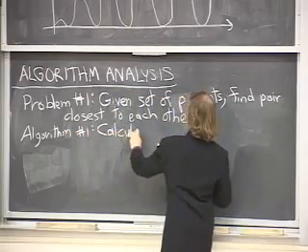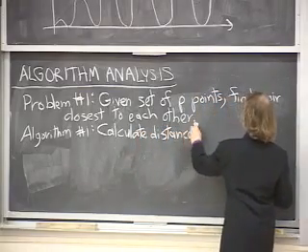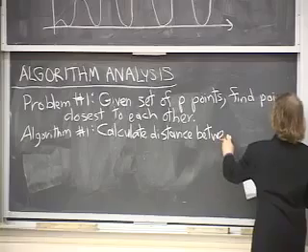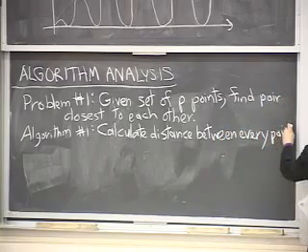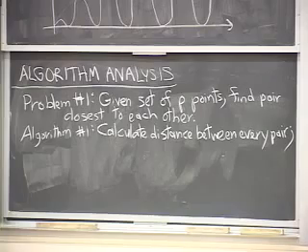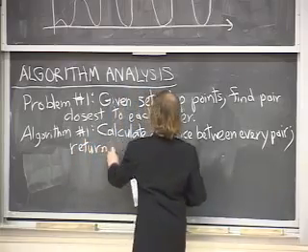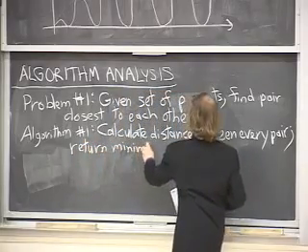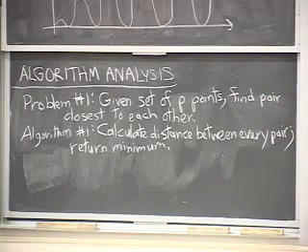Basically, we're going to exhaustively try every pair. We're going to calculate the distance between every pair. And after we've calculated all of these distances, we're going to output the minimum that we found. And by the way, if you're wondering, this is not the fastest algorithm for this problem, but it's an algorithm, so let's look at how fast it runs.